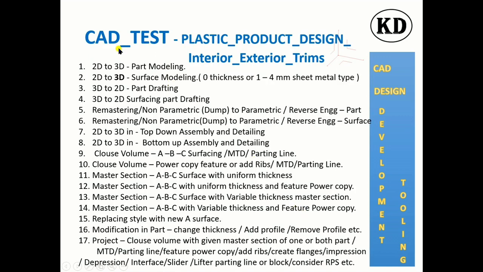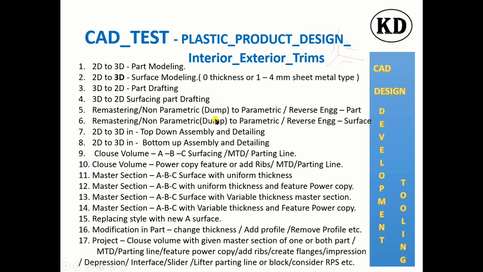They will give you the result on that basis. This is also applicable for all tests for interior and exterior trims design. First one is 2D to 3D part modeling. Second one is 2D to 3D surface modeling, which is zero surface thickness or sheet metal like 1 to 2 thickness. Next one is 3D to 2D part drafting and 3D to 2D surfacing drafting.